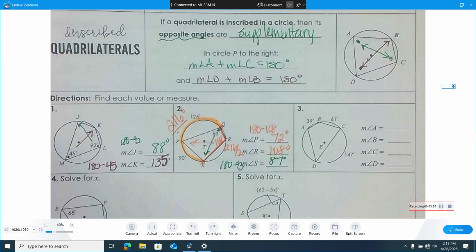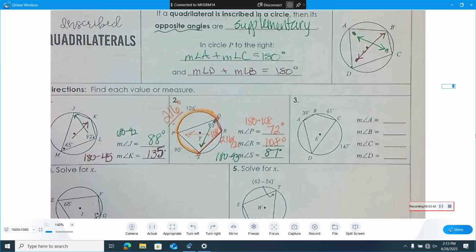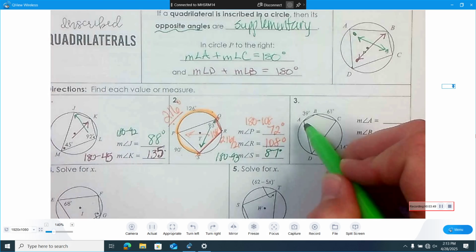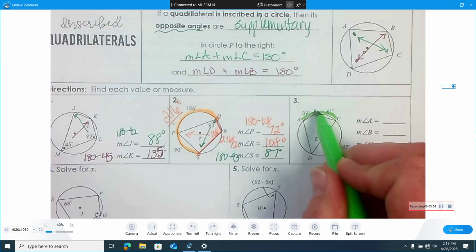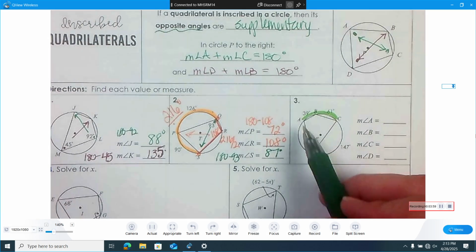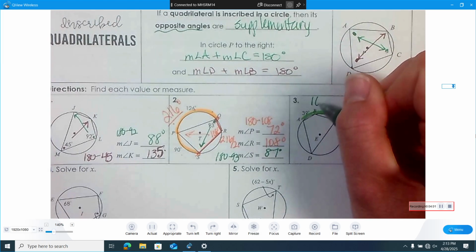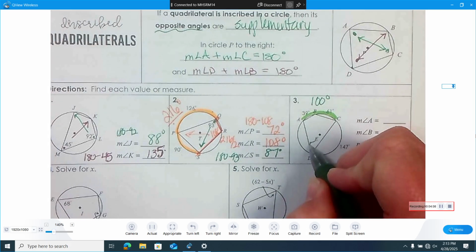All right. Again, on number 3, I don't have a ton of information inside the quadrilateral. So what am I going to need to use here? Arcs. We've got some arc measures. So I have arc AB and arc BC. What's the total of those two arcs? 100 even. And that's going to help me, why? D would equal 50. Angle D is 50.